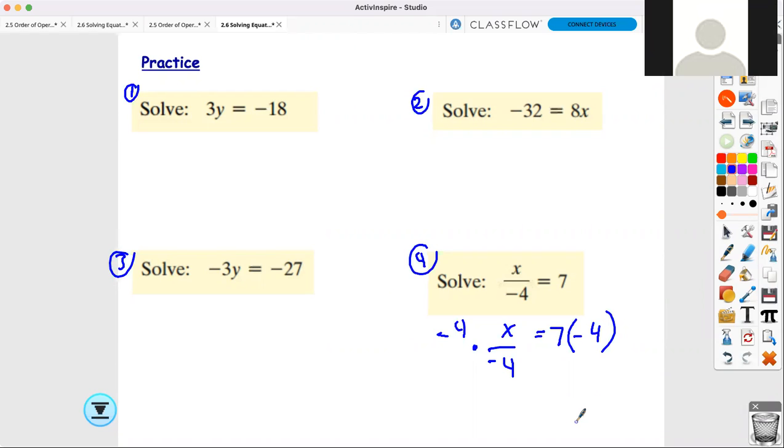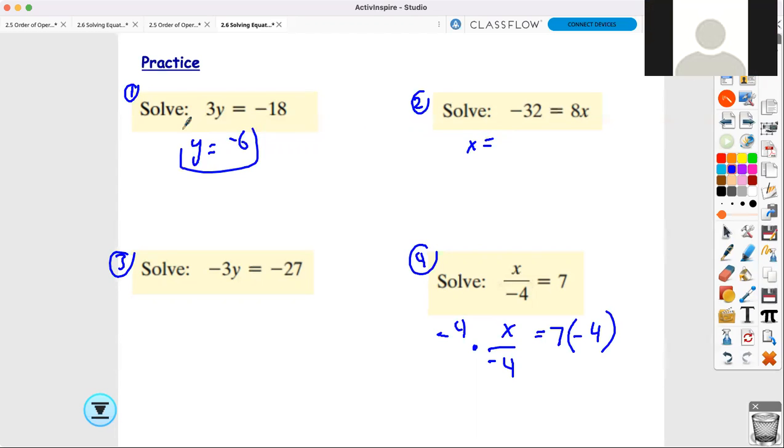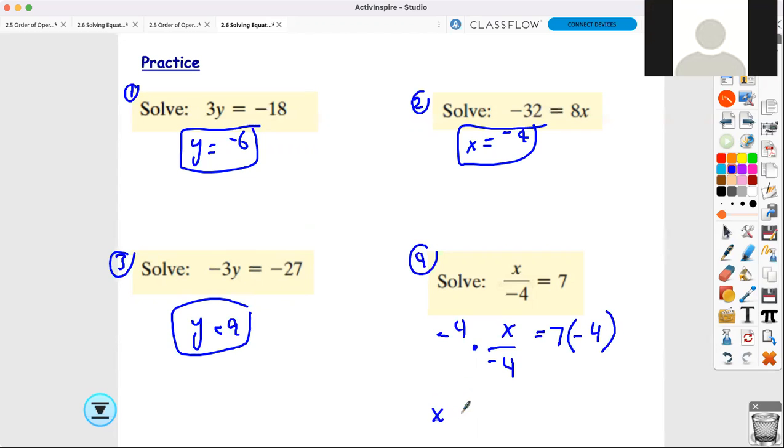I finished the practice problems. Excellent. Me too. I think I got it right now. Okay, good. Does anyone need me to work any of them out? Does anyone want to share what they got for number 1, number 2? I got -6 for 1, -4 for 2, 9 for 3, and -28 for 4.